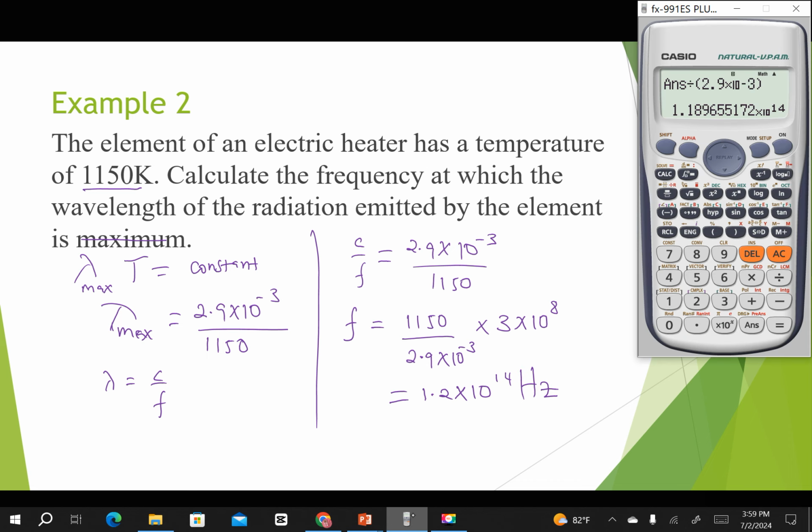It is 1.2 times 2 times 10 to the power of 14. So that is the frequency we are looking for here. Okay, let's see example number 3.